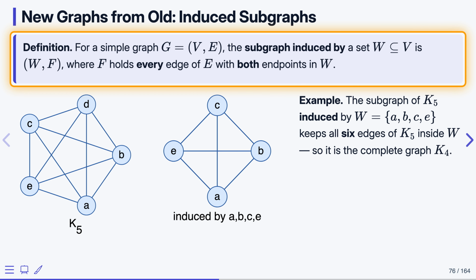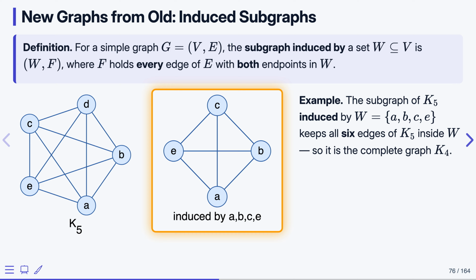Second, the induced subgraph. Here we pick a set W of vertices. Then we keep every edge of G that has both of its endpoints inside W. We are not allowed to drop any of them. The second picture is the subgraph of K5 induced by the set of B, C, D, E. All 6 edges between those 4 vertices are kept, so it is the complete graph K4.